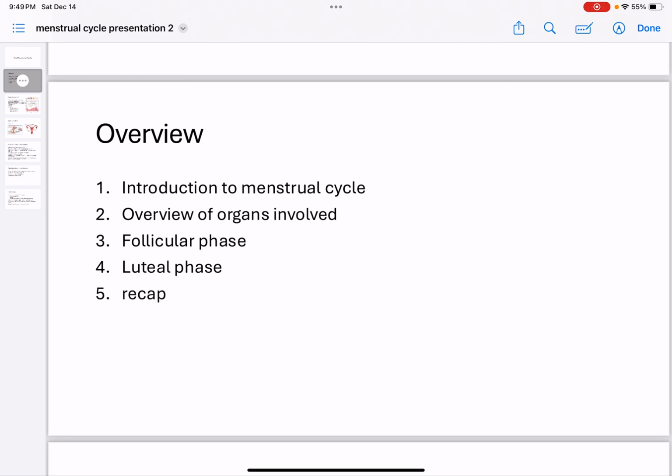So I'm going to first give an introduction to the menstrual cycle, and then I'll talk about some of the organs and structures that are involved. And then I'm going to talk about the detailed mechanisms of how the menstrual cycle works and the interaction of different hormones. Finally, I'm going to ask you to give me a recap of all the things that we've talked about today based on a diagram that I'm going to give you.